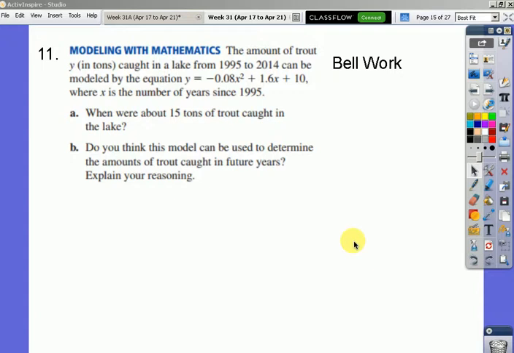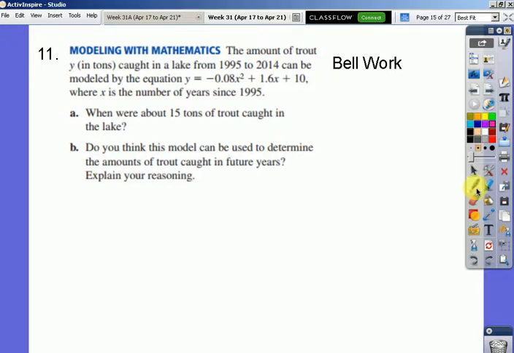And Part B, do you think this model can be used to determine the amount of trout caught in future years? Explain your reasoning. So typically in mathematics, I think I talked about this at the beginning of the year and a little bit throughout, with word problems, you want to read it once just to read it. And then when you read it again, you want to highlight some important pieces of information to help you deconstruct this problem so that it's easier to solve.